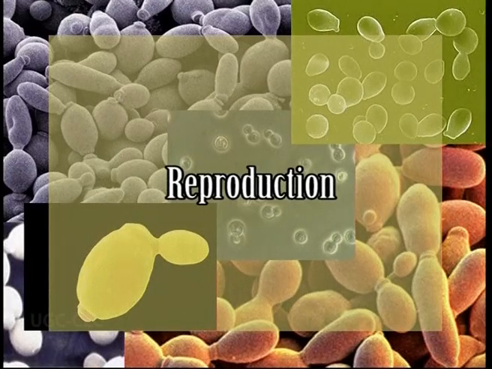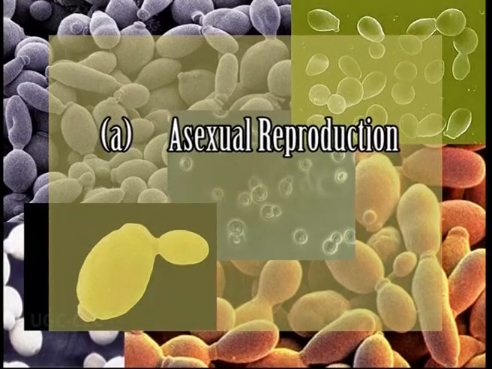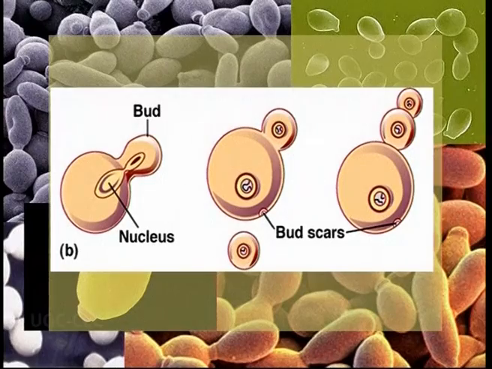Now comes the reproduction part. Saccharomyces includes true fungi as they reproduce sexually besides the asexual method. Asexual reproduction occurs by the process of budding, hence the species of Saccharomyces are known as budding yeast. Budding is the most common method of reproduction and it occurs under favorable growth conditions. Both haploid and diploid cells reproduce by this process.